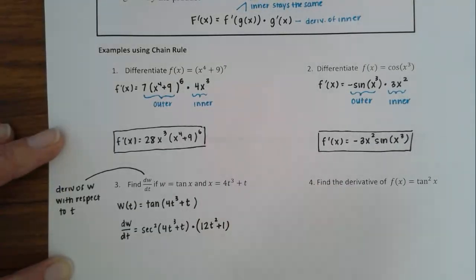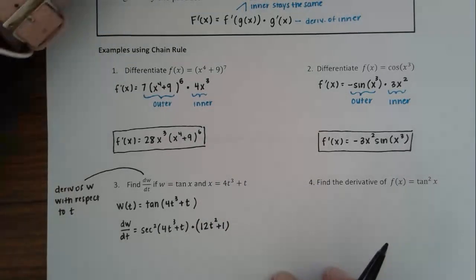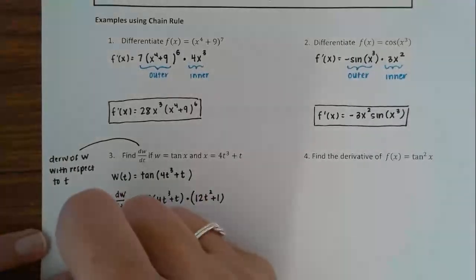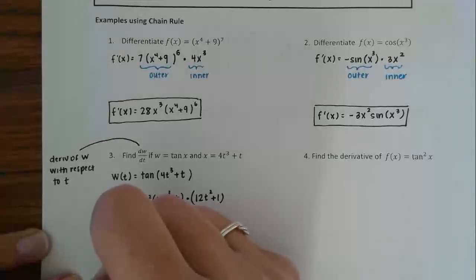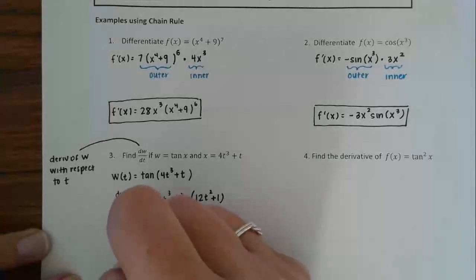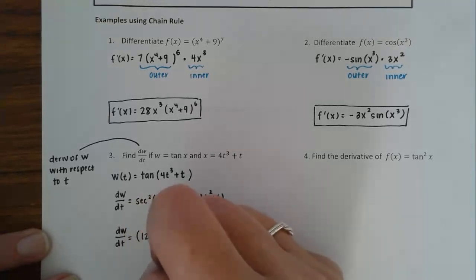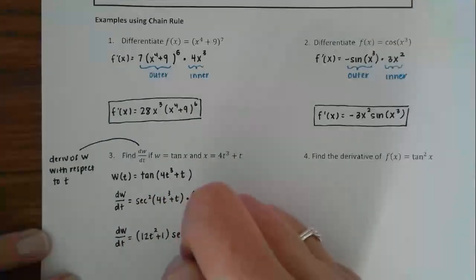And since that is a binomial, I'm just going to keep it on the inside of a set of parentheses just to make sure that I'm separating it from the other stuff. And just in general, I like to rewrite these with the trig stuff at the end. So for the sake of how I do it, I pull that 12t squared plus 1 out front. And then that would be multiplied by secant squared of 4t cubed plus t.